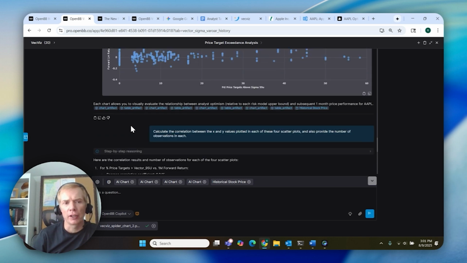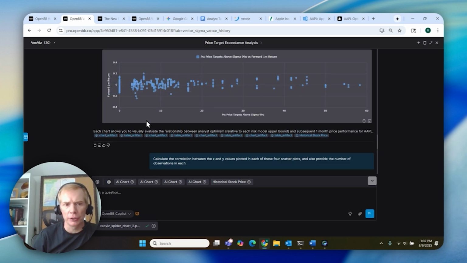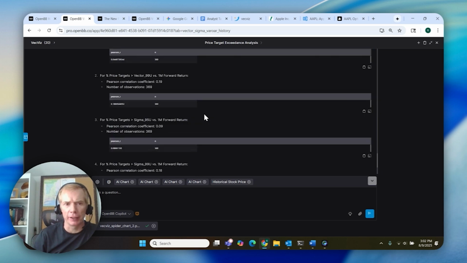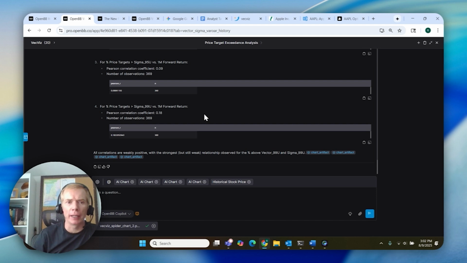So what we did was we asked to compare them. We asked for correlations between the X and Y values for each of these charts. We asked the Copilot for that, and we didn't have to tag them for context. The Copilot is aware of them, which is great. It gave us a 5% correlation for the VecViz 95U, 19% for the 99U, 9% for the Sigma 95U, and 18% for the Sigma 99U.